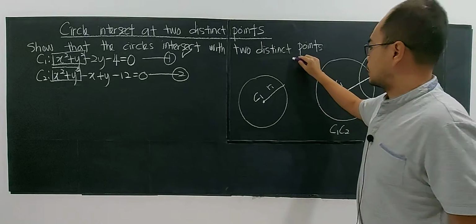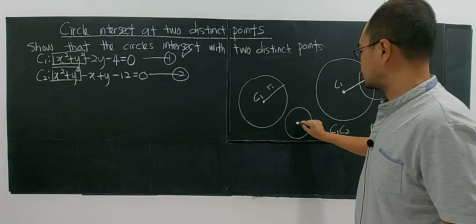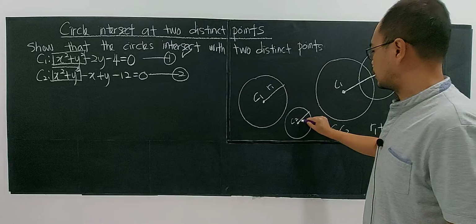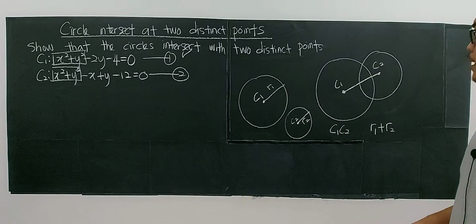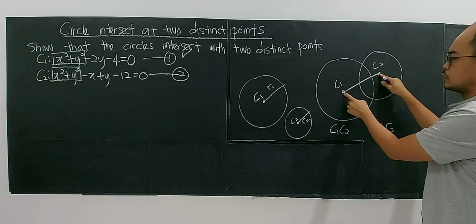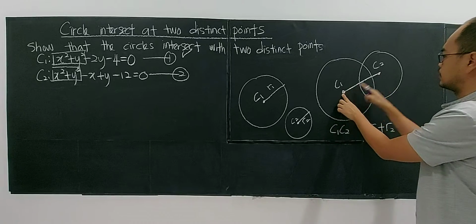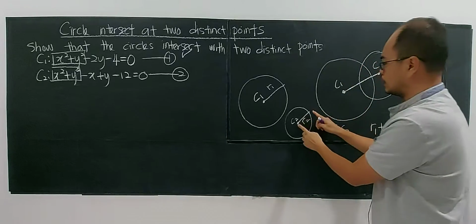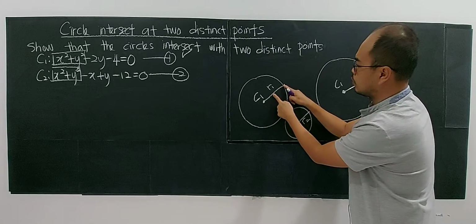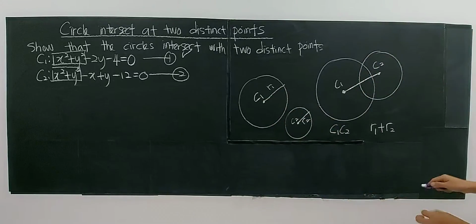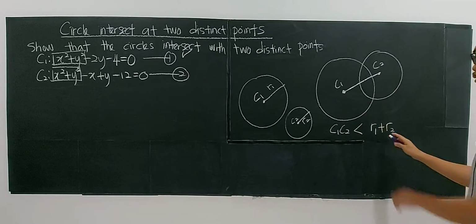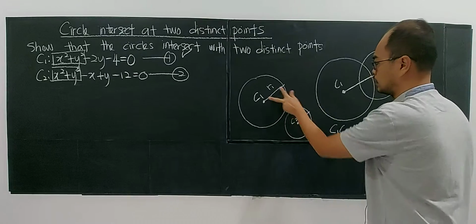Together with another circle. Before intersecting, we consider them separately. So this is center 2, and the radius is R2. When they intersect, the distance between the two centers, because they are intersecting, means that part of R2 overlaps with the radius of the first circle. So we can say that the distance between the two centers will be less than the sum of the radii.